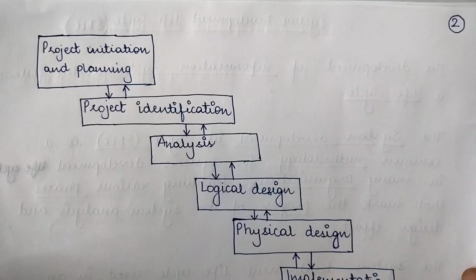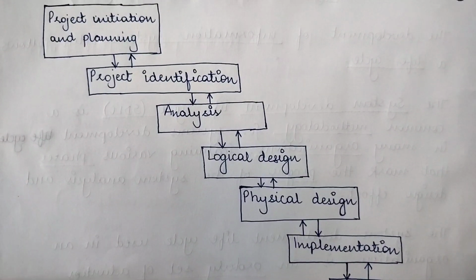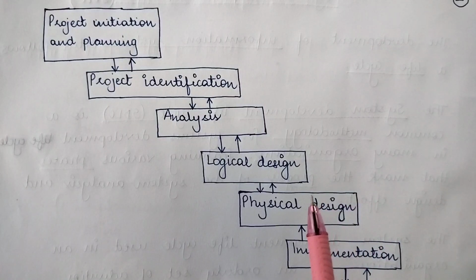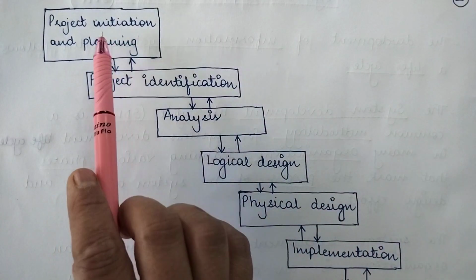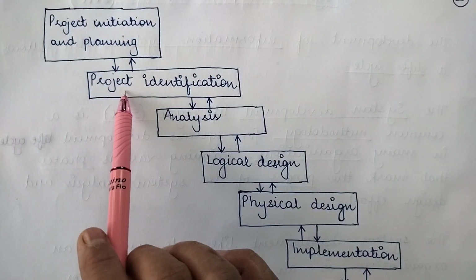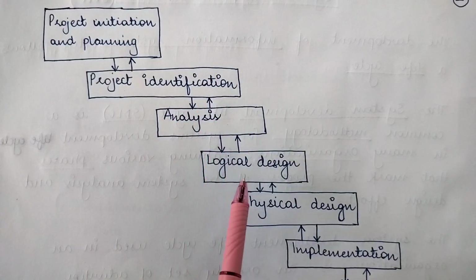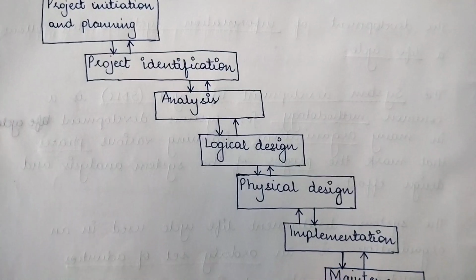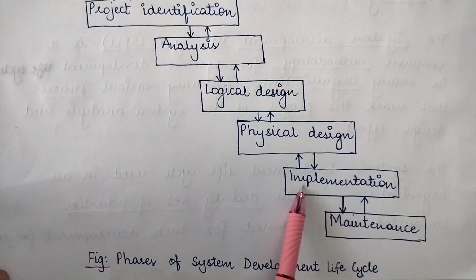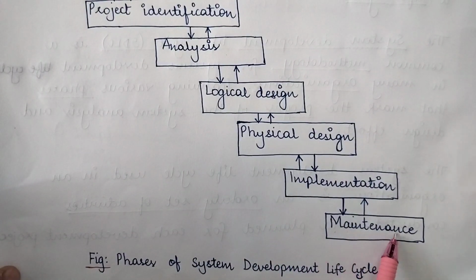Here you see the diagrammatic representation of SDLC, showing the various phases or stages into which a system development life cycle is divided. The first phase is project initiation and planning. The second phase is project identification. The third phase is analysis. The fourth phase is the logical design. The fifth phase is the physical design. The sixth phase is the implementation, and the seventh and the last phase is the maintenance phase.